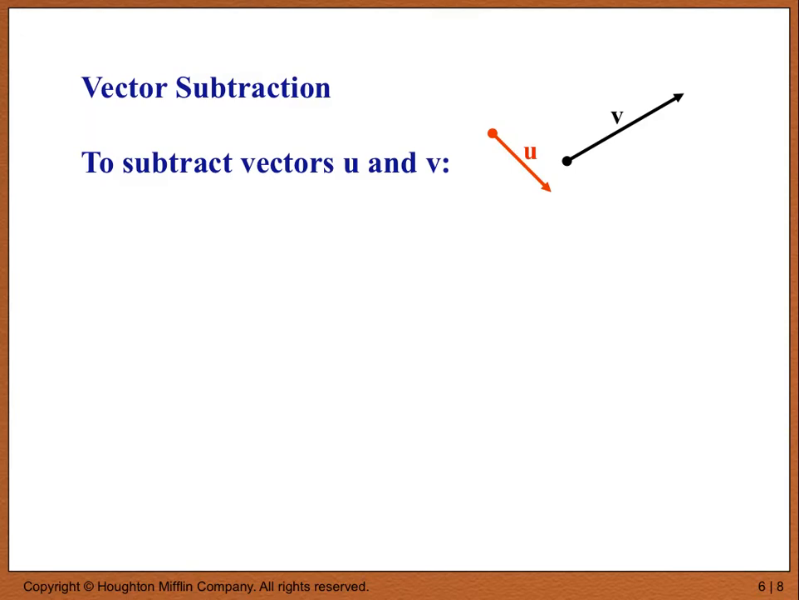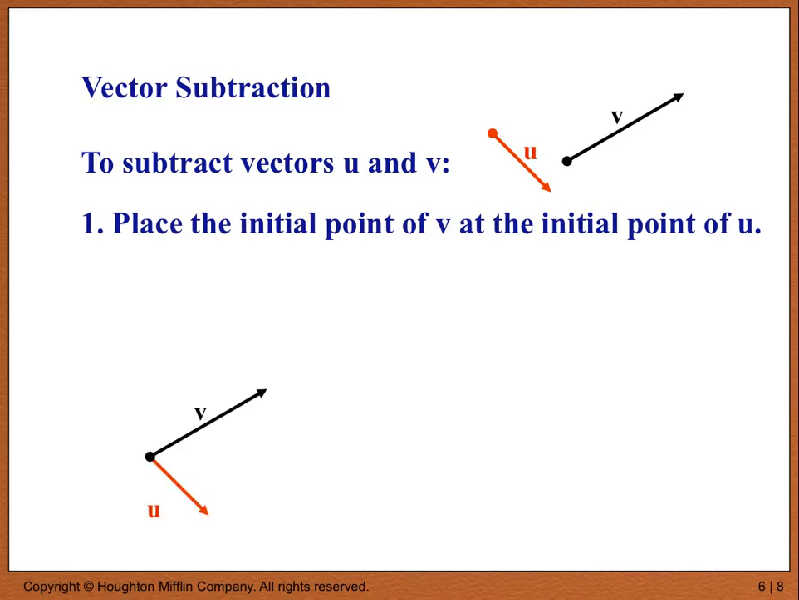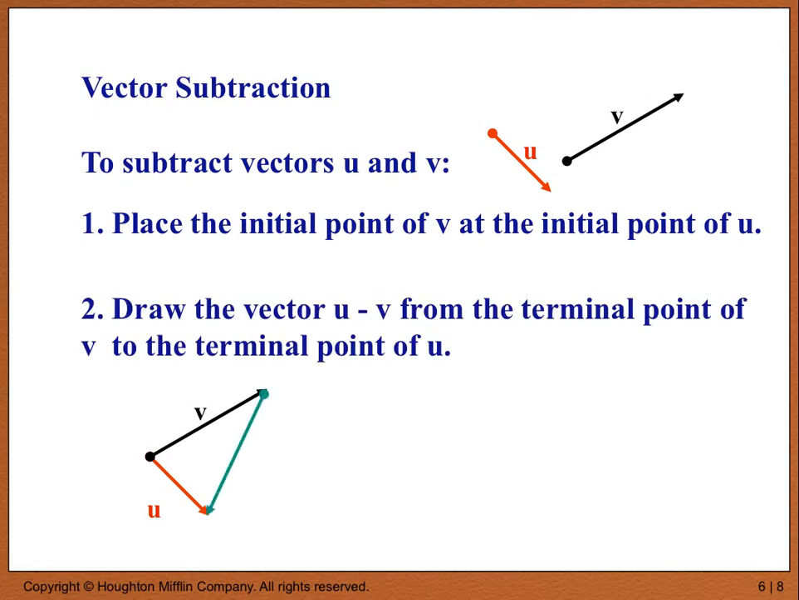Let's look now at vector subtraction. To subtract vectors u and v, place the initial point of v at the initial point of u. Okay, so now we're putting the two tails together. Draw the vector u minus v from the terminal point of v to the terminal point of u.